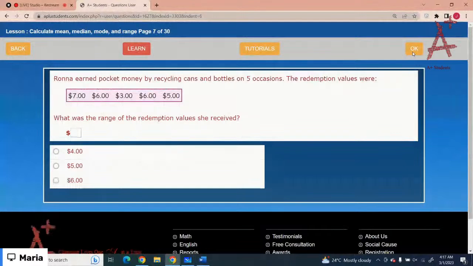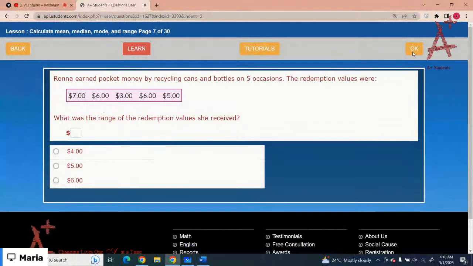Rana earned pocket money by recycling cans and bottles on 5 occasions. The redemption values were 7, 6, 3, 6, 5. What is the range of the redemption values she received?